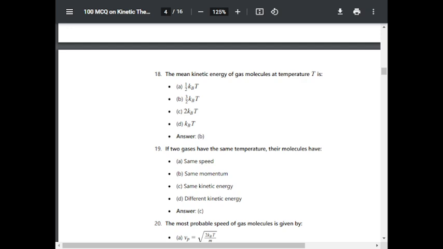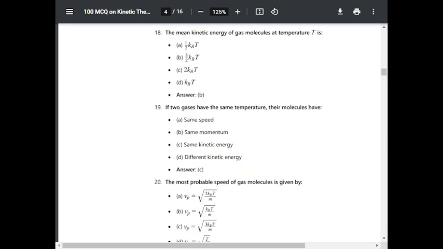Question number 18. The mean kinetic energy of a gas molecule at temperature T is: option A, 1 by 2 kBT; option B, 3 by 2 kBT; option C, 2 kBT; option D, kBT. The correct answer is 3 by 2 kBT. Option B is correct.